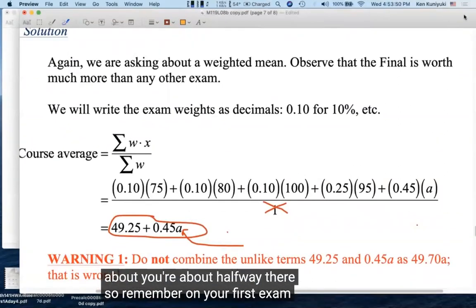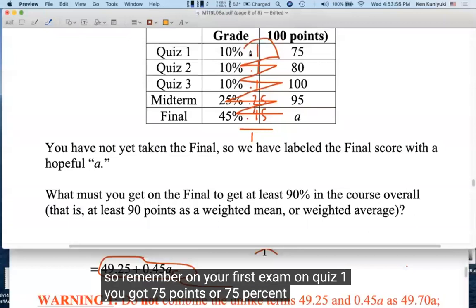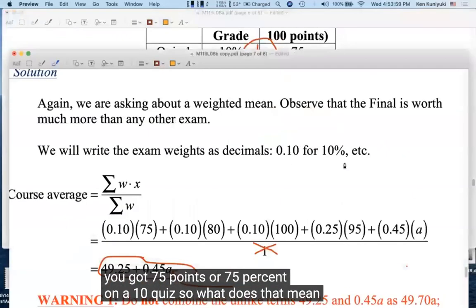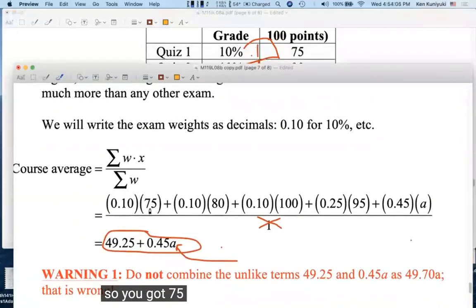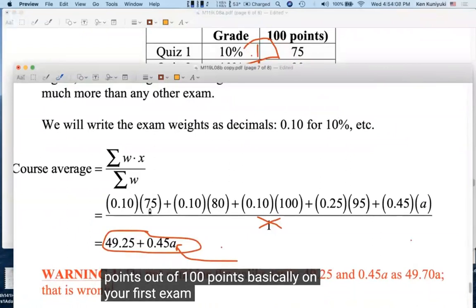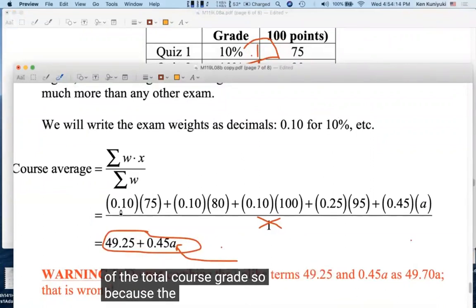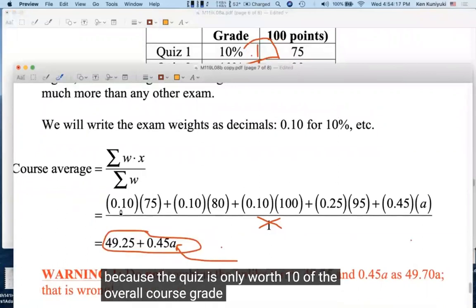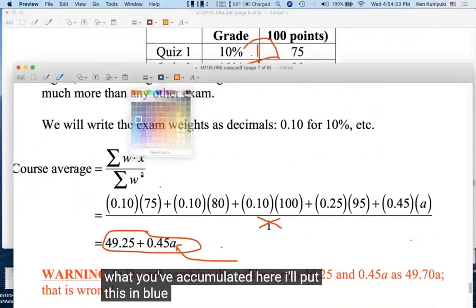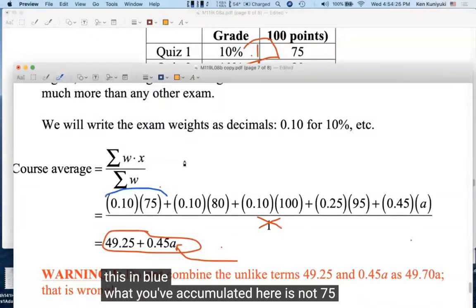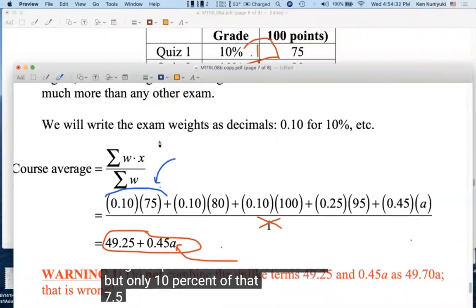So remember, on your first exam, on quiz 1, you got 75 points, or 75%, on a 10% quiz. So what does that mean? You got 75 points out of 100 points, basically, on your first exam, but that quiz is only 10% of the total course grade. So because the quiz is only worth 10% of the overall course grade, what you've accumulated here, I'll put this in blue, what you've accumulated here is not 75 weighted points for the overall course, but only 10% of that, 7.5 points.